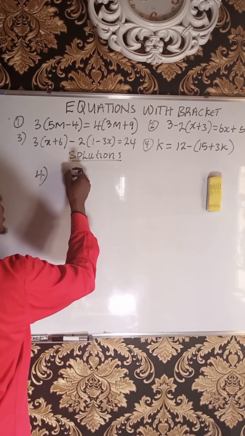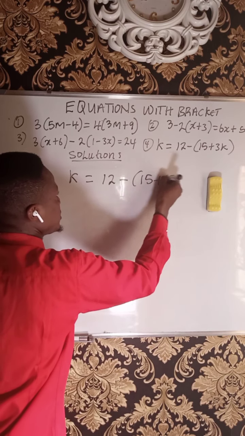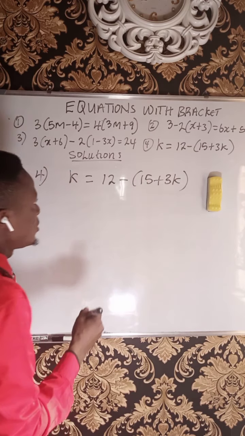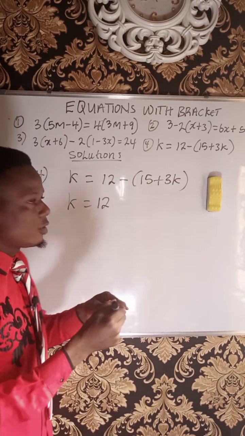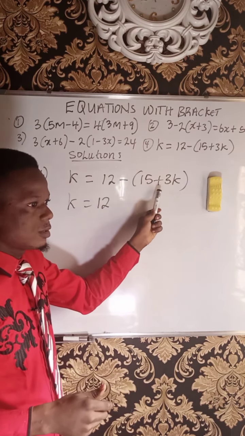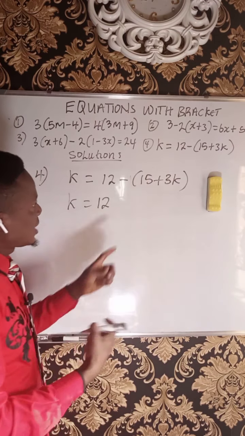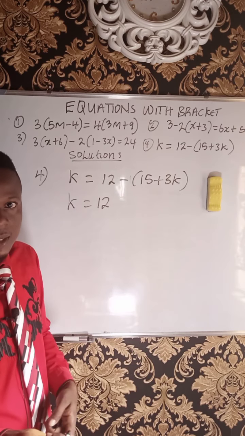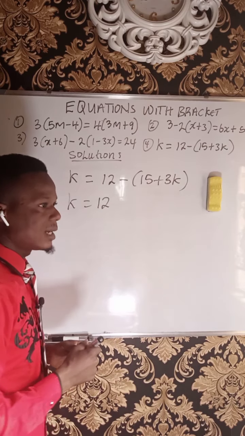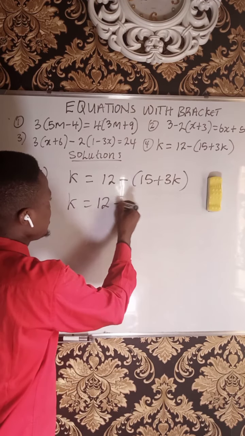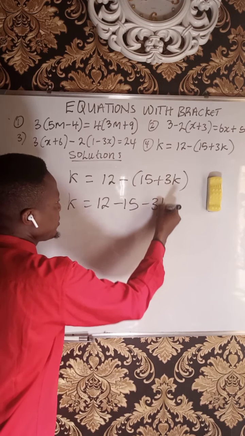In the fourth question, we have k is equivalent to 12 minus 15 plus 3k. Okay, so this is now k equals 12. Remember, you don't use this 12 to open this bracket because there is a negative sign here. And this negative sign implies negative 1. It's just like we are using minus 1 to open a bracket. Or you just use the negative sign that is here to affect everything inside. So when the negative sign affects 15, it becomes negative 15. Negative affecting positive 3k becomes negative 3k.